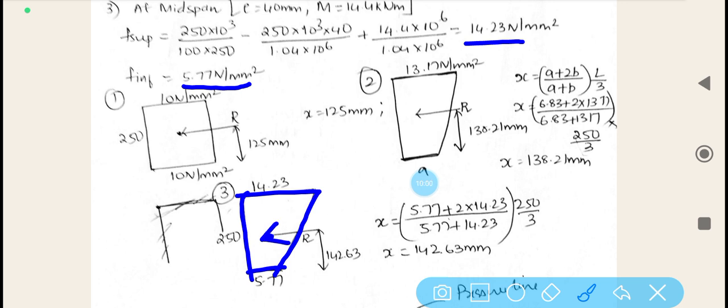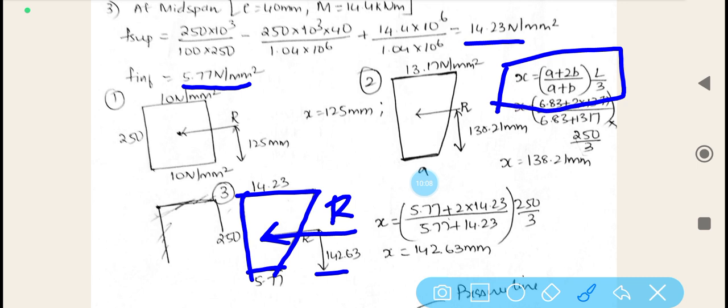Okay, from this I'm trying to find out what the distance is. In order to find the distance, we need to again apply the same formula. X is equal to (a plus 2b) by (a plus b) into L by 3. After substituting, we get the value as x is equal to 142.63 mm.